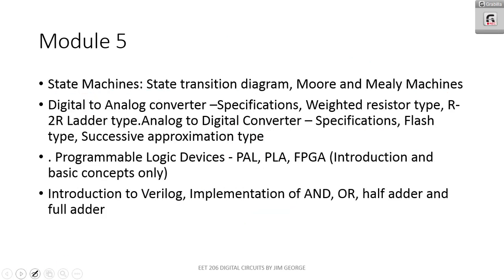Now in the last module we are having state machines. Then what are state machines? We are having Moore and Mealy machines. Then digital to analog converter circuits and their specifications. Here we are having DAC. For DAC we are having weighted resistor type and R-2R ladder type. And for analog to digital converters we are having flash type and successive approximation type and their comparison.